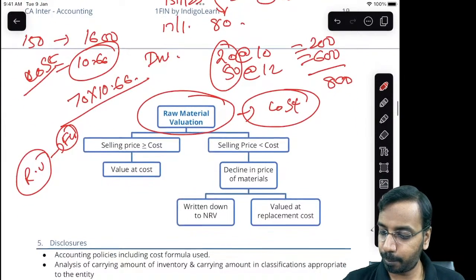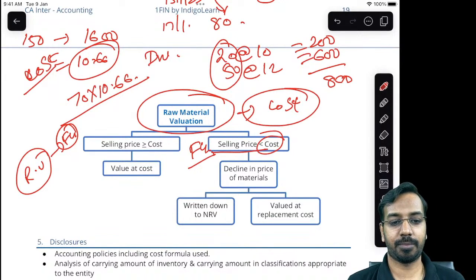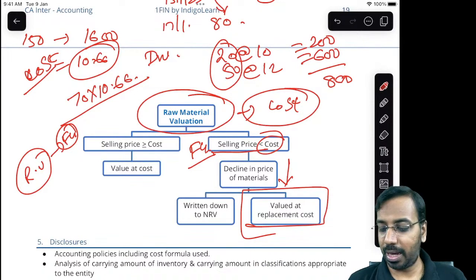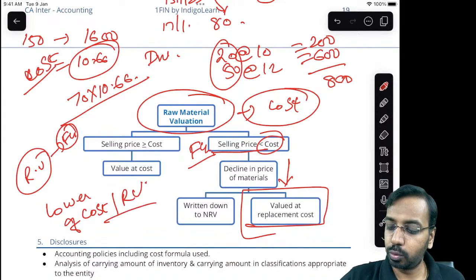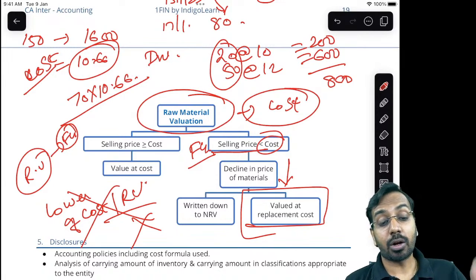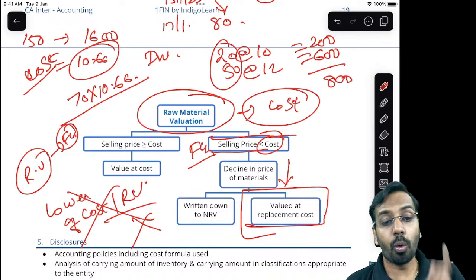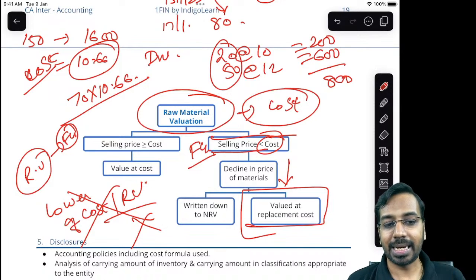But if finished goods selling price is less than cost, and there is also a decline in raw material prices, then we will value them at replacement cost. Don't take this as a formula. A lot of students ask, sir, can we say it is lower of cost and replacement value? No, you cannot say that. You can say that only when selling price is less than cost. Only then you can apply this concept. Otherwise, it has to be valued at cost only.